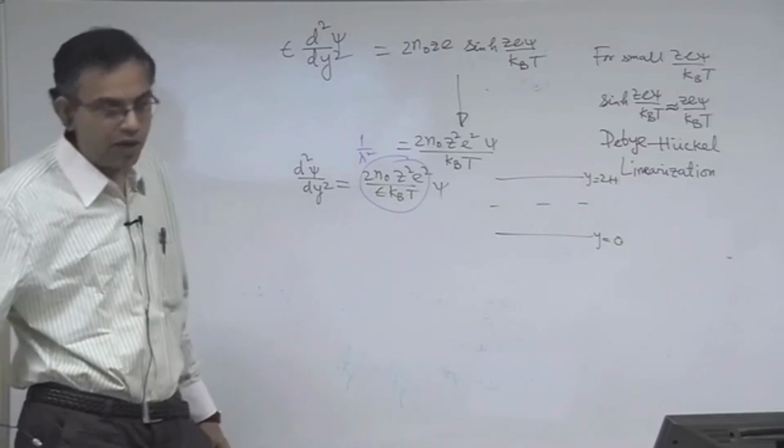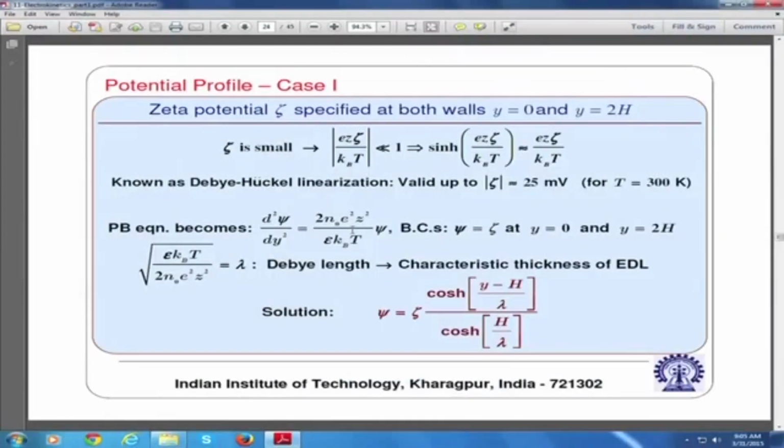So once you give this boundary condition, let us go to the slide to show that. So you can see this is the equation and boundary condition: psi equal to zeta at y equal to 0 and y equal to 2h. So this is the final solution. You can clearly see that this solution satisfies the boundary condition at y equal to 0 and at y equal to 2h, psi equal to zeta, okay.